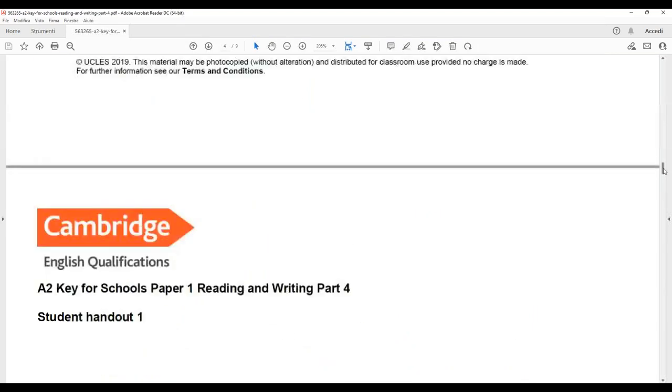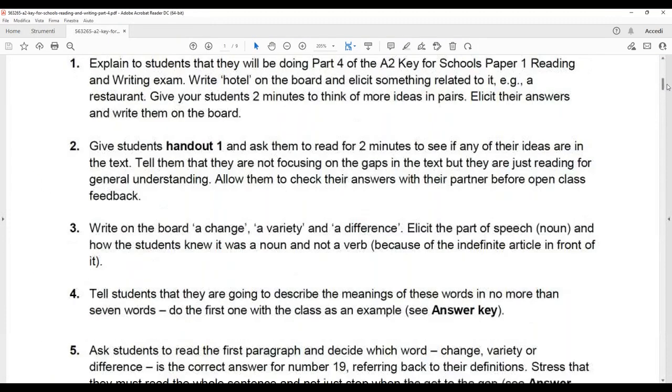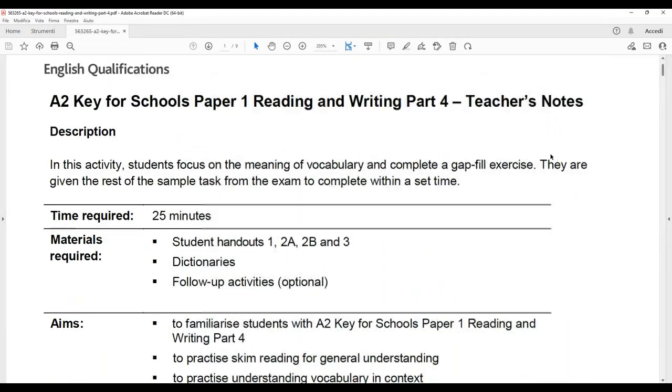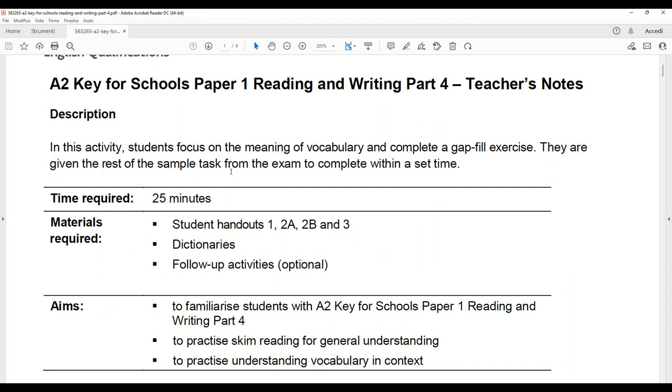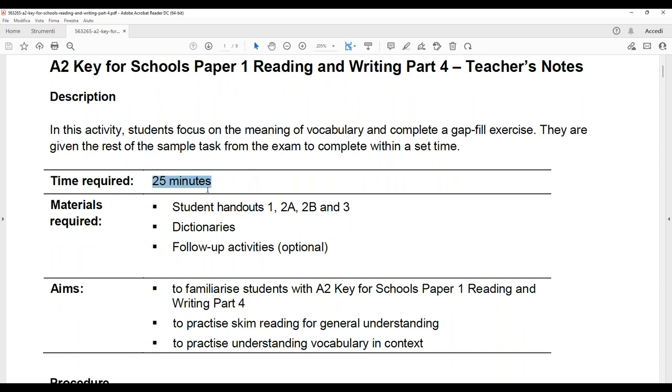So let's continue reading just the introduction of this part. They are given the rest of the sample task from one exam to complete within a time set. Okay, so you have about 25 minutes. This is what this part is going to require.